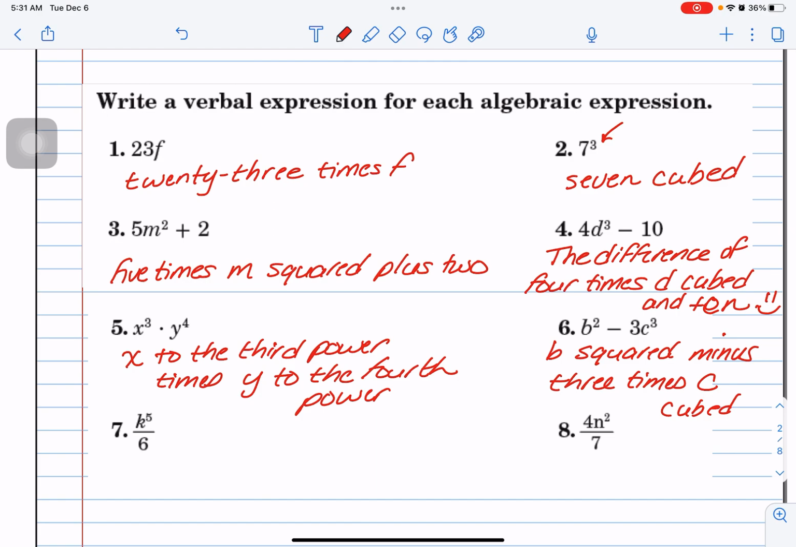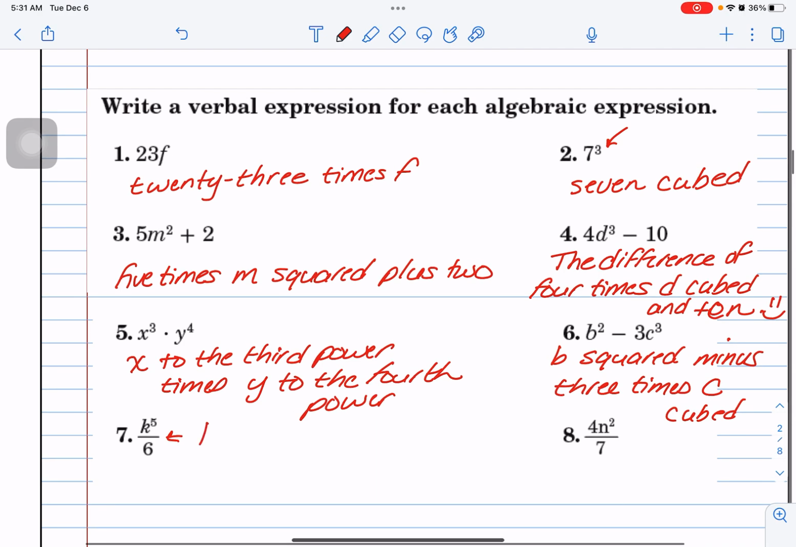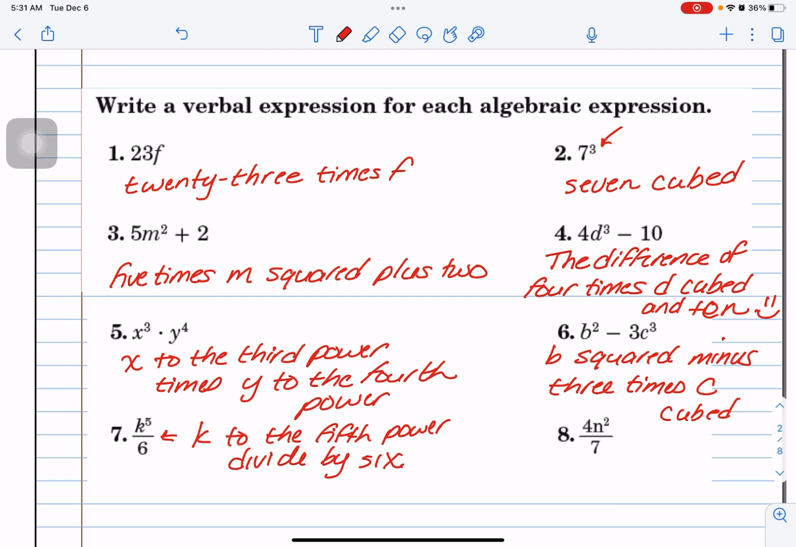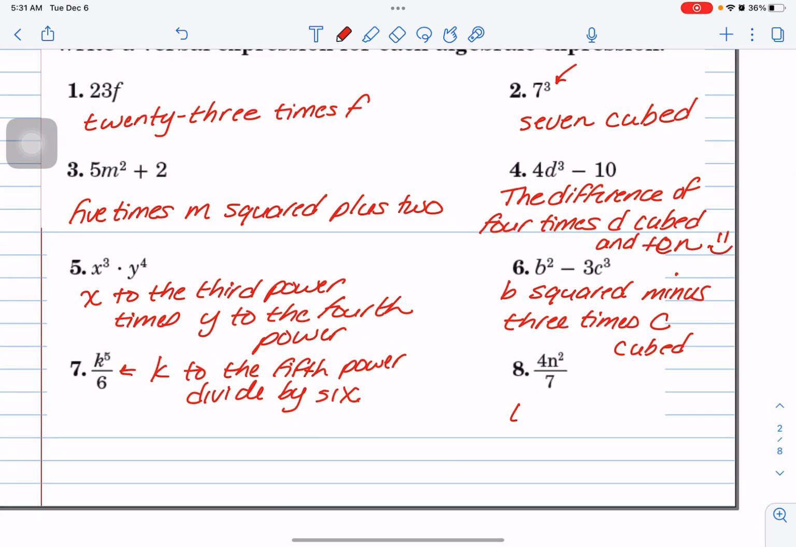Number 7, I want to make sure to show this division, and I can't just say the word over, because over doesn't really mean an operation. So it might look something like k to the 5th power divided by 6. Or I could also say something like the quotient of k to the 5th power and 6 would be all right as well. Number 8, maybe I'm going to use that word quotient.